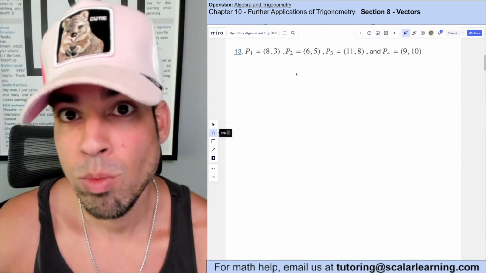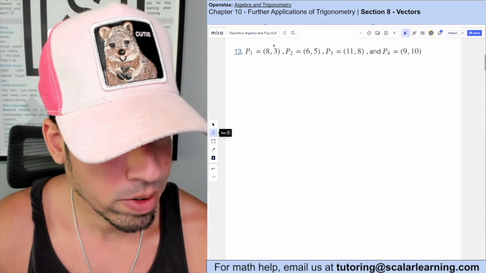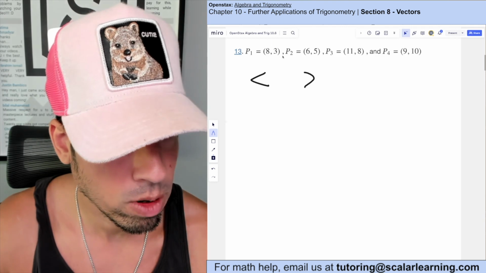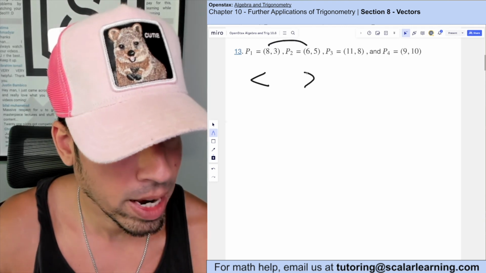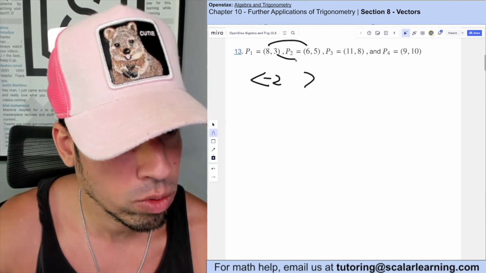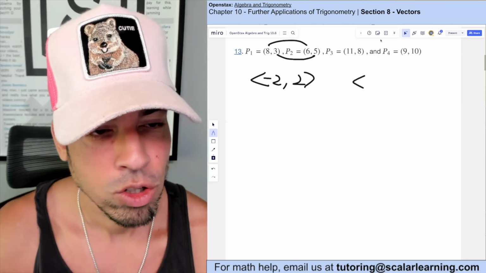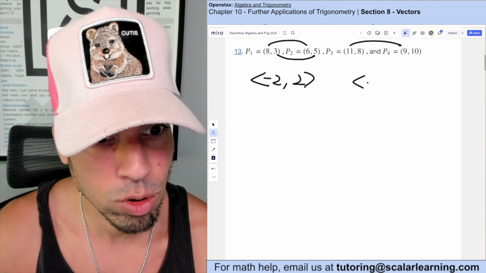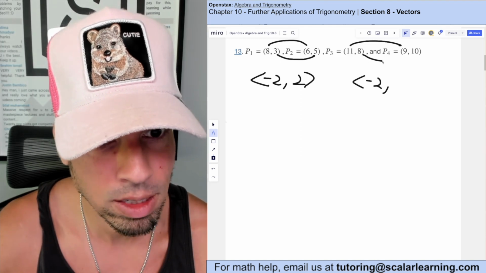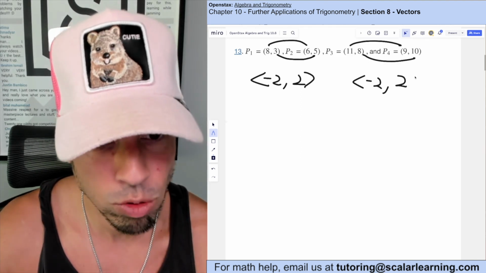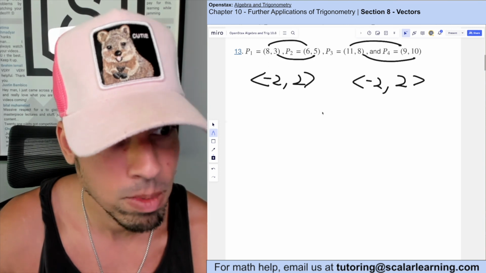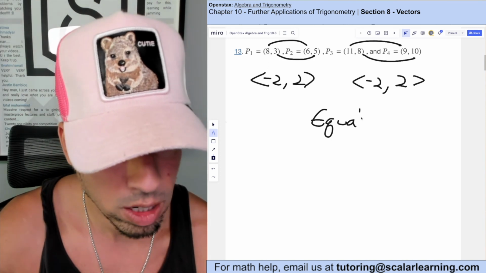Done. For this one, we're going to get the component form of each vector, looking at the change from the first to the second. From 8 to 6, we're going down by 2. 3 to 5, we're going up by 2. What about P3 to P4? From 11 to 9, we're going down by 2. From 8 to 10, we're going up by 2. But look at that. These are the same. Therefore, the two are equal.